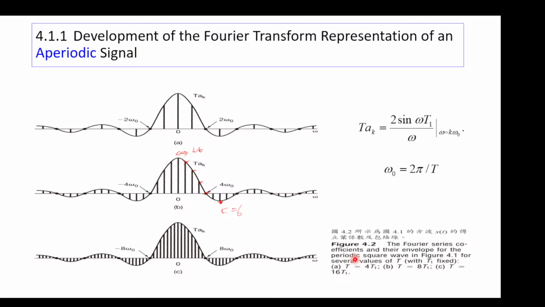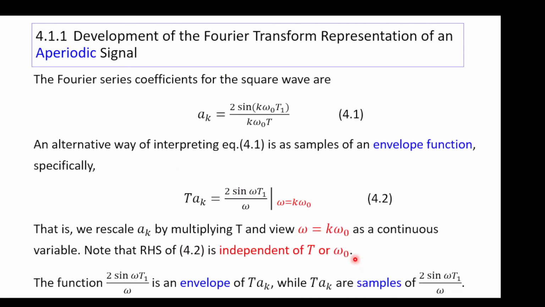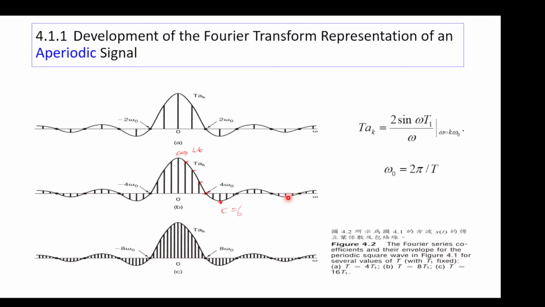Any questions so far? Sorry, RHS is right hand side. Okay. So that's the envelope function and the sampling.